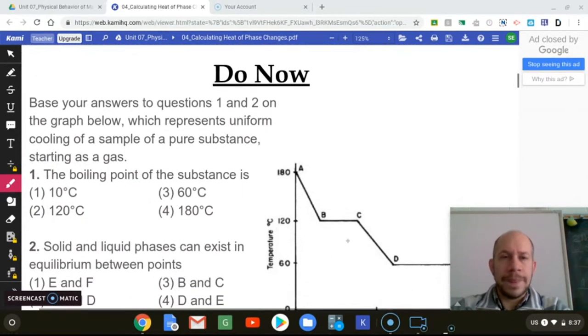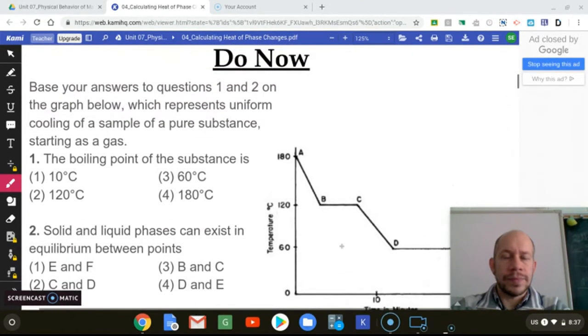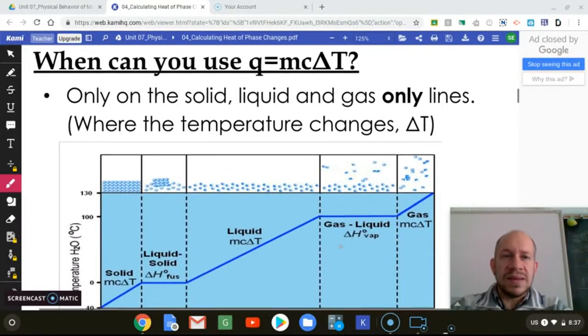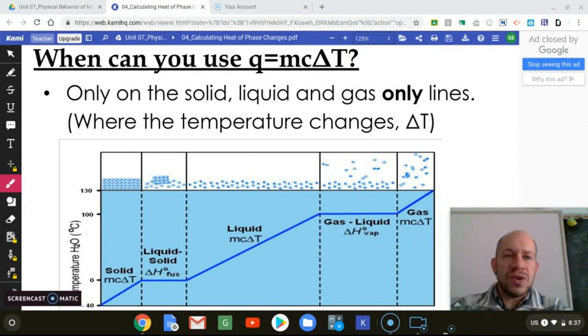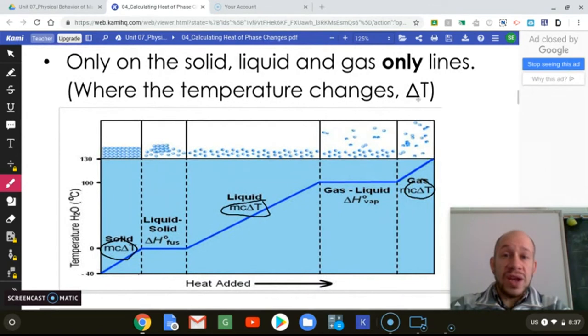Do now. So when can you use Q equals mc delta T? You can only use this equation on the solid, liquid, and gas lines only. Used only twice. So that's important. So solid, liquid, gas. You can only use mc delta T there. So we did that formula before. That's where you have a temperature change. So whenever you have a temperature change is when you can use Q equals mc delta T.